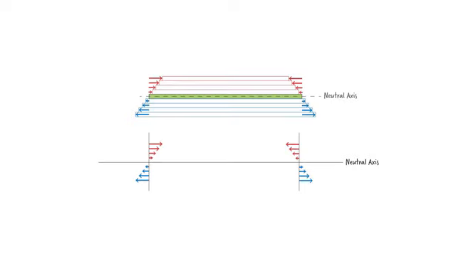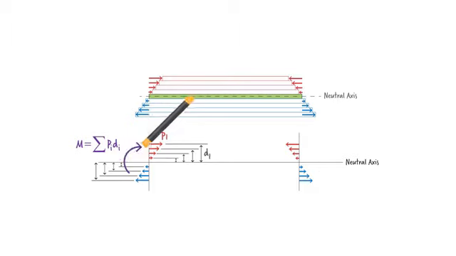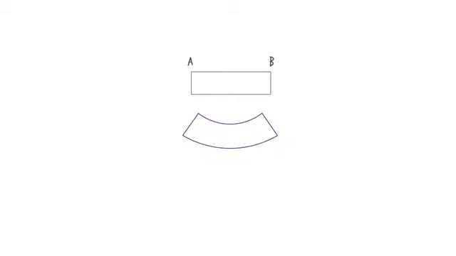Let's refer to this compression force as P1 and denote its distance from the neutral axis as D1. We can do the same for the other forces. So, associated with each force is a corresponding distance from the neutral axis. The bending moment is defined as the sum of the product of each force and its distance from the neutral axis. So we have a clockwise bending moment at the left end of the beam segment and the counterclockwise moment at the right end of the segment.